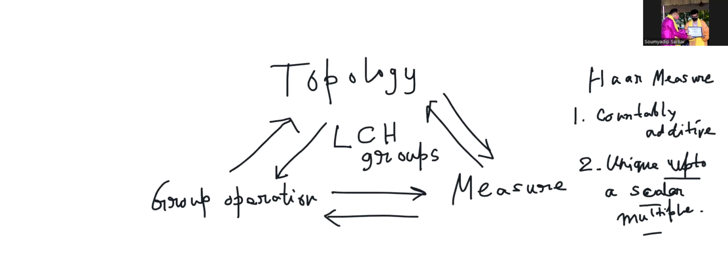So this kind of measure is known as Haar measure, which is countably additive. And this Haar measure has two properties. This is countably additive, and also this is unique up to a scalar multiple. That means you can scale the volume of each subset by some fixed constant. Let's say you can double the volume of each subset, or you can halve the volume of each subset. But there has to be a fixed constant. So this is unique up to a scalar multiple.